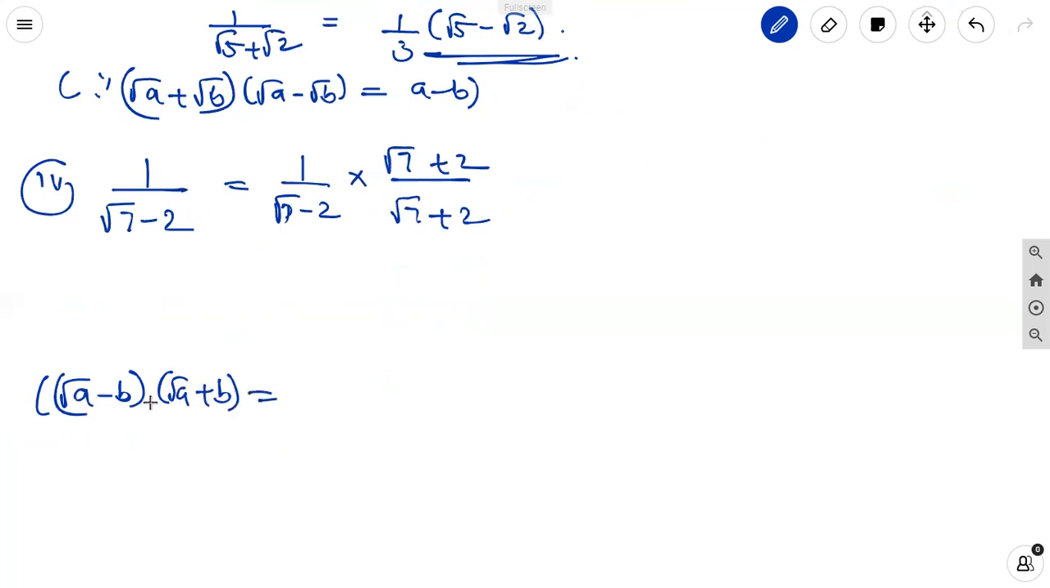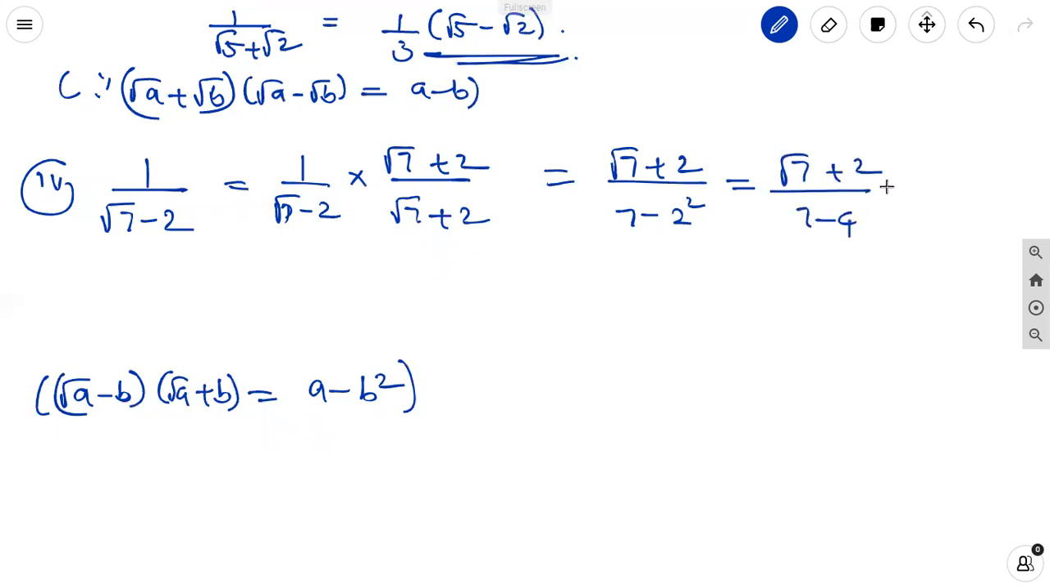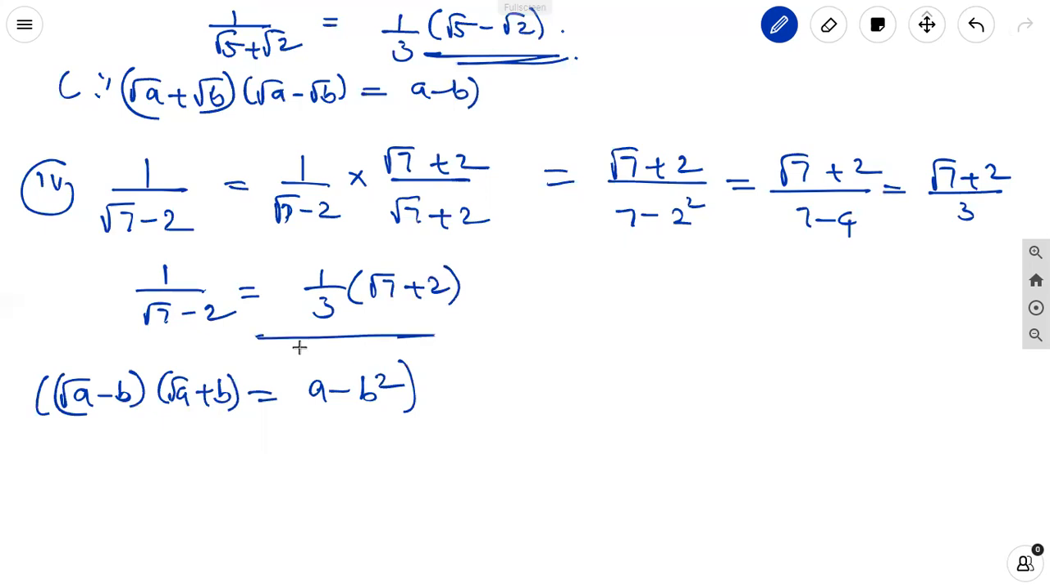Here the term having the root is eliminated, and the term without the root gets squared: A minus B square. So it is equal to root 7 plus 2 by 7 minus 2 square, which is root 7 plus 2 by 7 minus 4. It is equal to root 7 plus 2 by 3. So 1 by root 7 minus 2 equals 1 by 3 into root 7 plus 2. This is the solution.